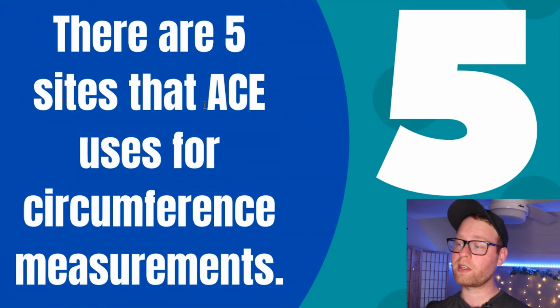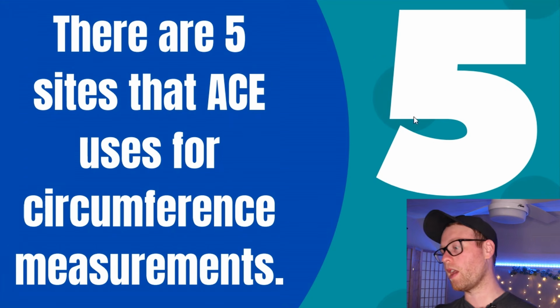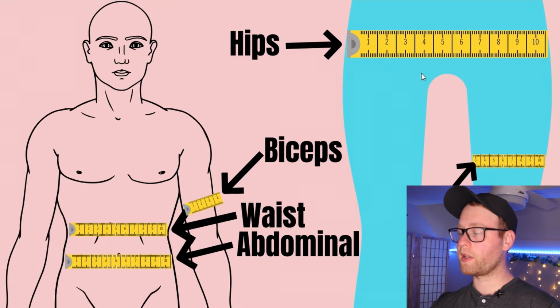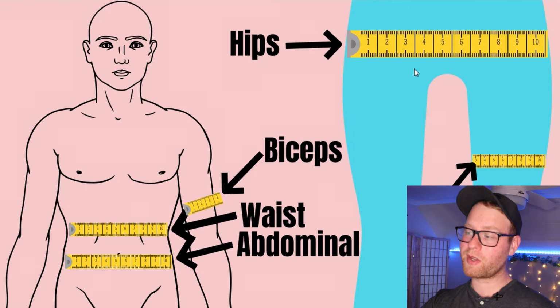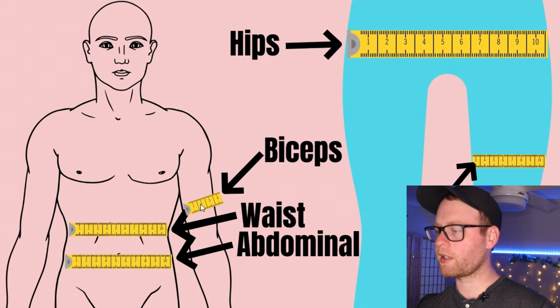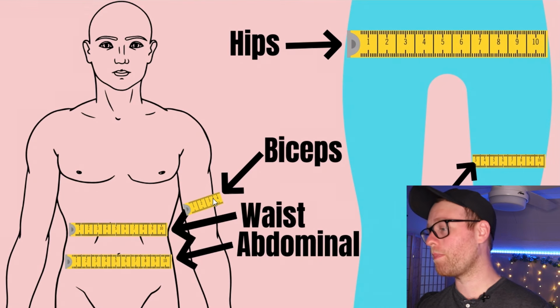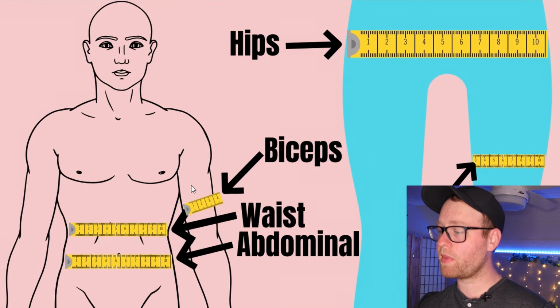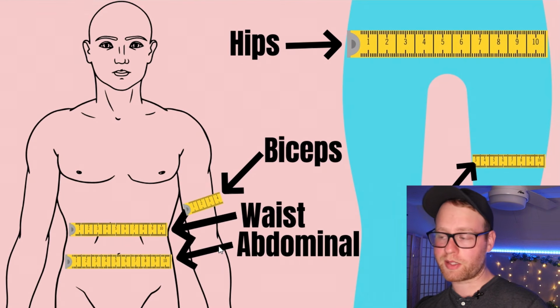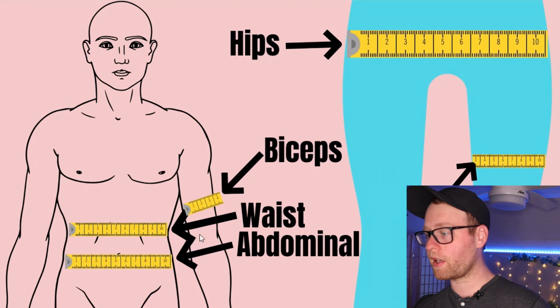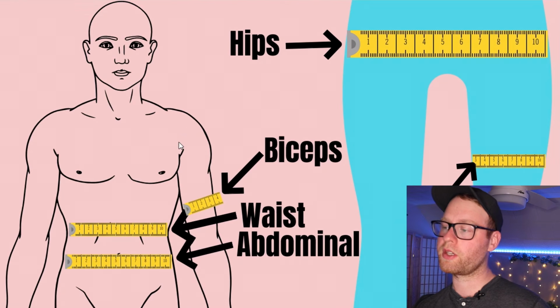Next up, we'll be talking a little bit about circumference measurements, and there are 5 that ACE recommends. So first we'll talk about the hip circumference, and basically you just measure at the widest portion of someone's butt. That's going to be the circumference measurement that you would take at a person's hips. So next up we have the biceps measurement, and basically it's exactly at the midpoint of the arm here, or the midpoint between the olecranon process, which is your elbow right here, and the acromion, which is your shoulder up here.